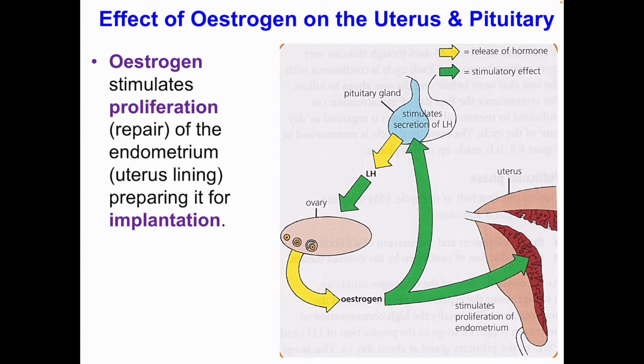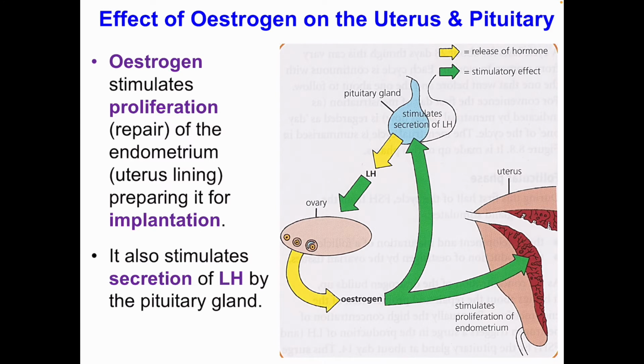When estrogen is released from the follicle, it stimulates the proliferation or repair of the endometrium, and this begins to prepare it for possible implantation if fertilisation takes place. Estrogen also stimulates the pituitary gland to release LH.